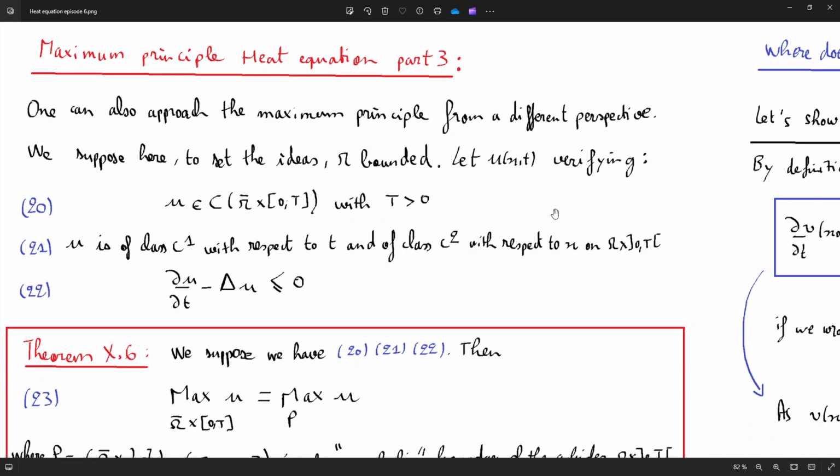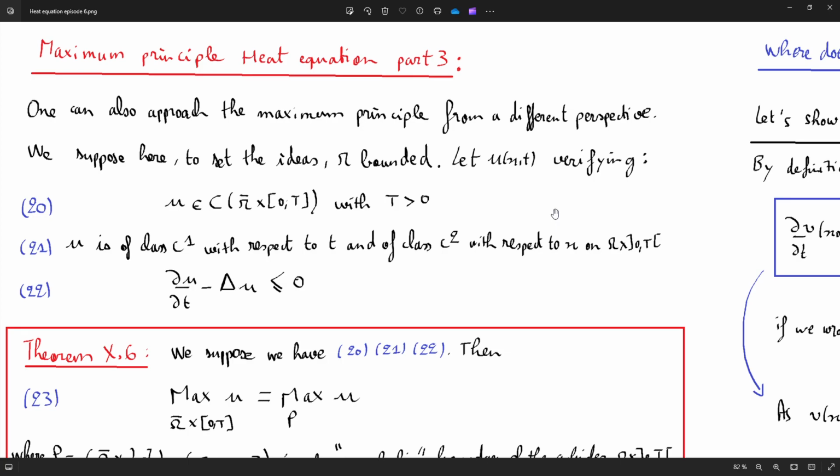Hello everyone and welcome to part 3 of our series on the maximum principle related to the heat equation. Now we speak about another approach one can adopt for the maximum principle. We look from a different perspective.